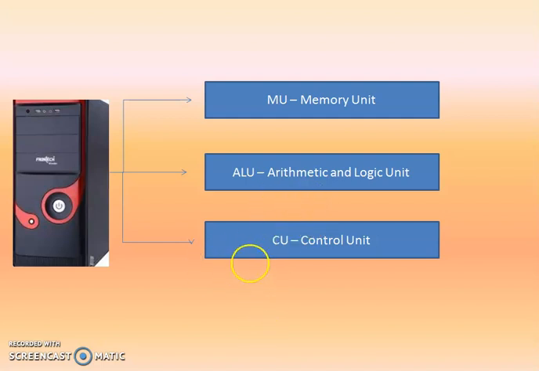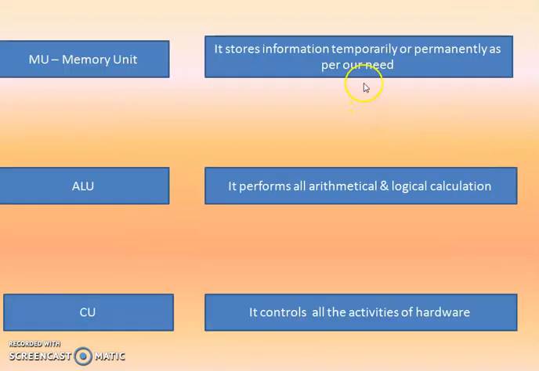The first one is the memory unit. The memory unit stores information temporarily or permanently as per our need. We say temporary or permanent because if the data is stored in main memory, meaning RAM, then it will be temporary storage. But if we give the save command and store that data in external memory, then it will be permanent.